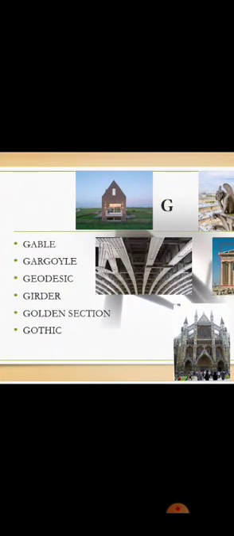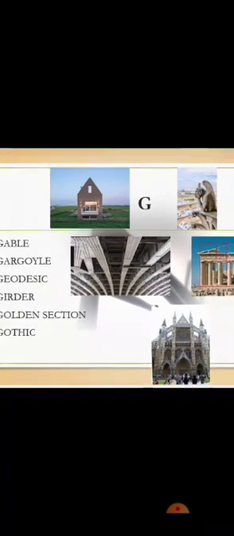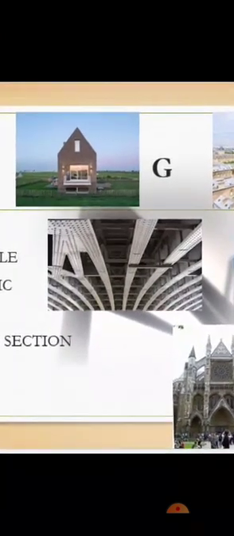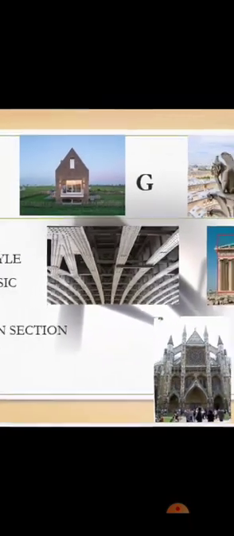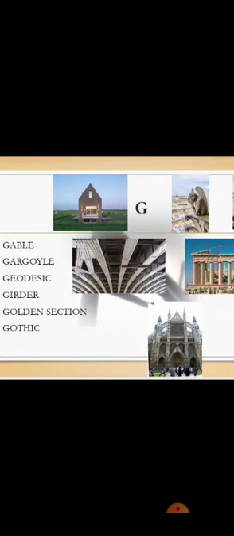Now the next word is girder. So what is a girder? It's a large steel or iron beam used in construction. They come in different forms like I, box or Z shape. It is the main horizontal support of a construction and it supports smaller beams. This is a girder. So it's for support and they are of I, box or Z shape. And it is the main horizontal support.